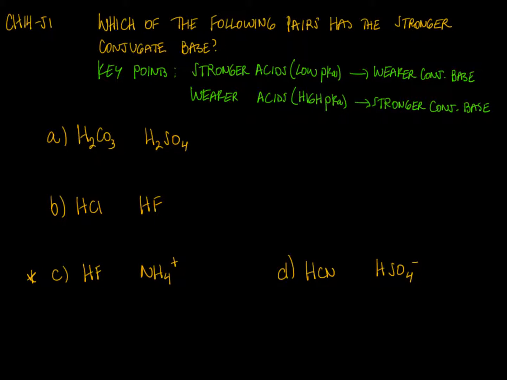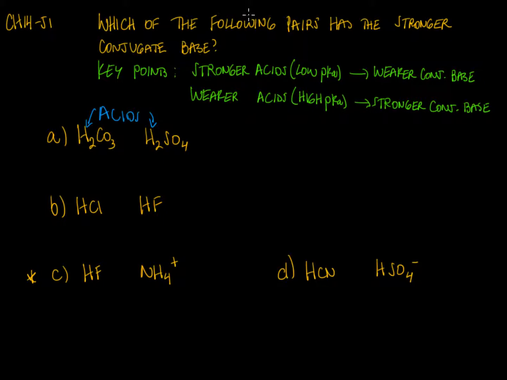Here from Chapter 14, number 51 of McMurry's 6th edition chemistry book, we're asked to identify which of the following pairs has the stronger conjugate base. So these are acids, all right? And we want to think about the conjugate base of both of these and then try to figure out which of those conjugate bases is stronger.